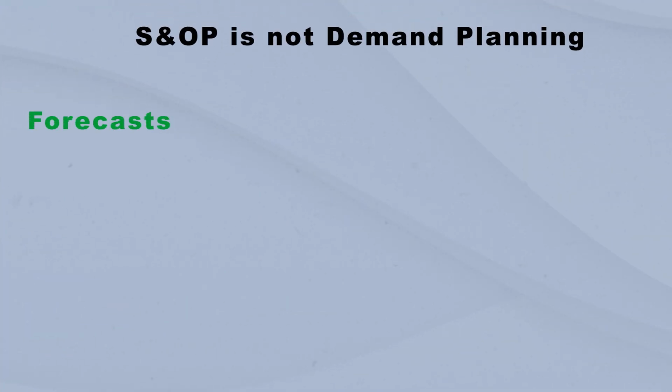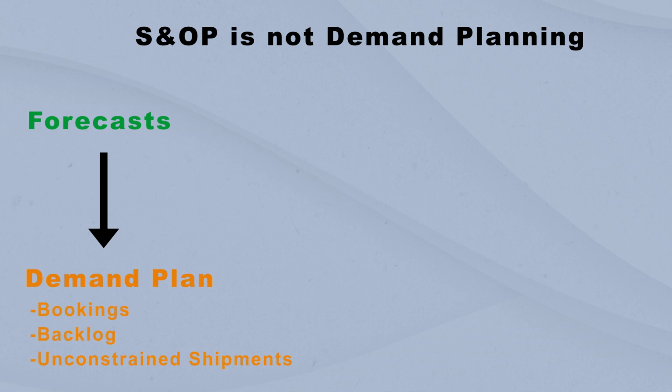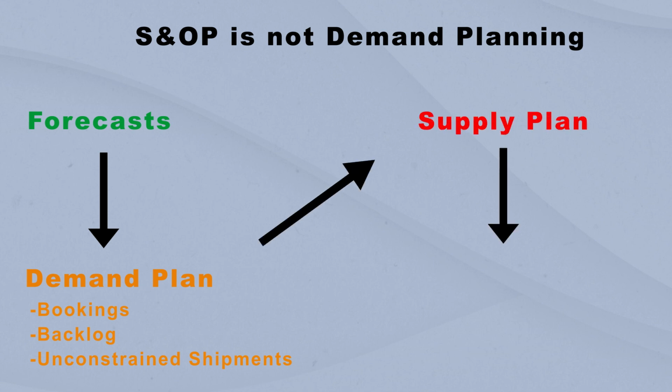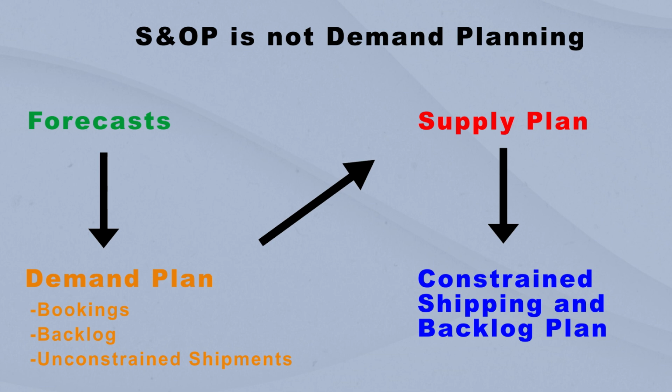The S&OP process takes the input from your forecasting or demand planning process in order to arrive at the holistic demand plan that includes bookings, backlog, and an unconstrained shipping plan. This is then used as input to the supply plan, and then as part of the S&OP process is constrained to develop the final constrained shipment and backlog plan.